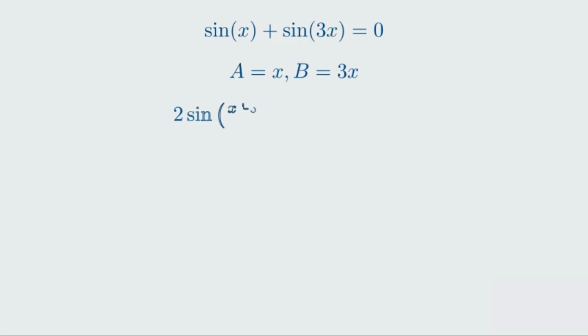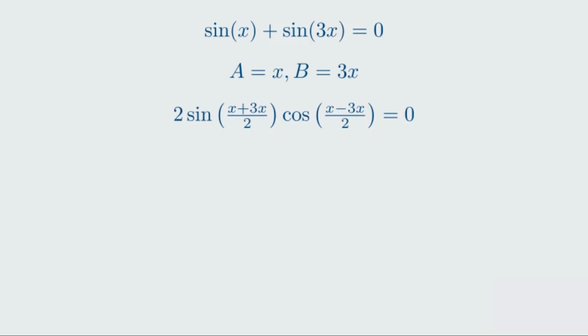Now, let's apply that identity to our specific equation. Our equation is sine of x plus sine of 3x equals 0. We can see that the argument x in our first term corresponds to the a in our identity, and the argument 3x corresponds to the b. So, we'll set a equal to x and b equal to 3x. Substituting these into our sum to product identity, we get 2 times sine of x plus 3x over 2 times cosine of x minus 3x over 2. And this whole expression is still equal to 0.